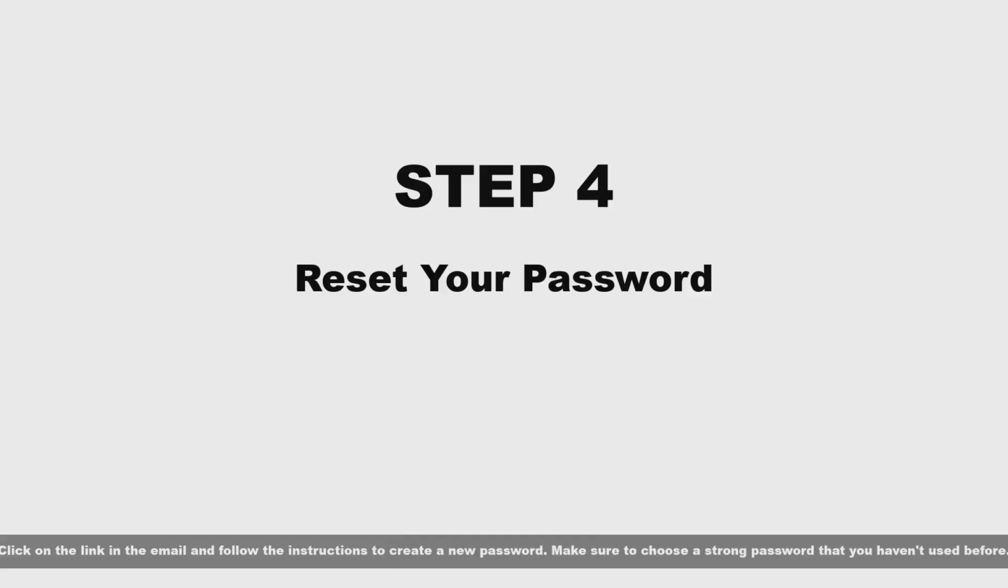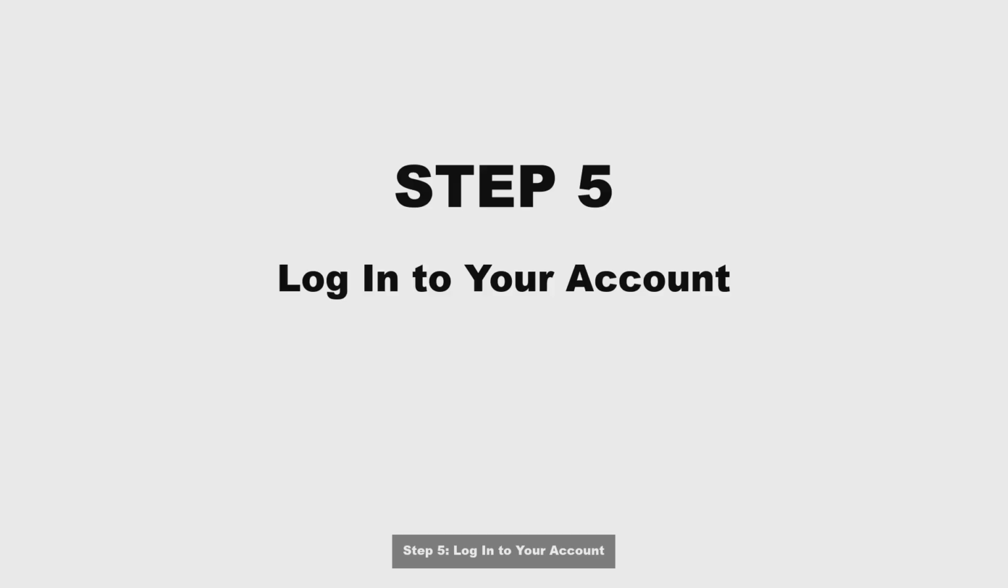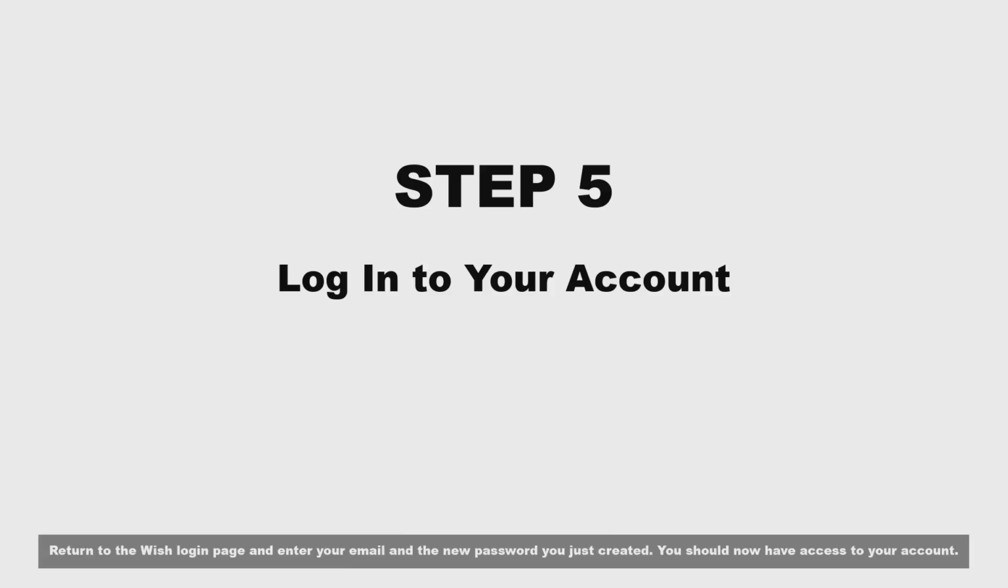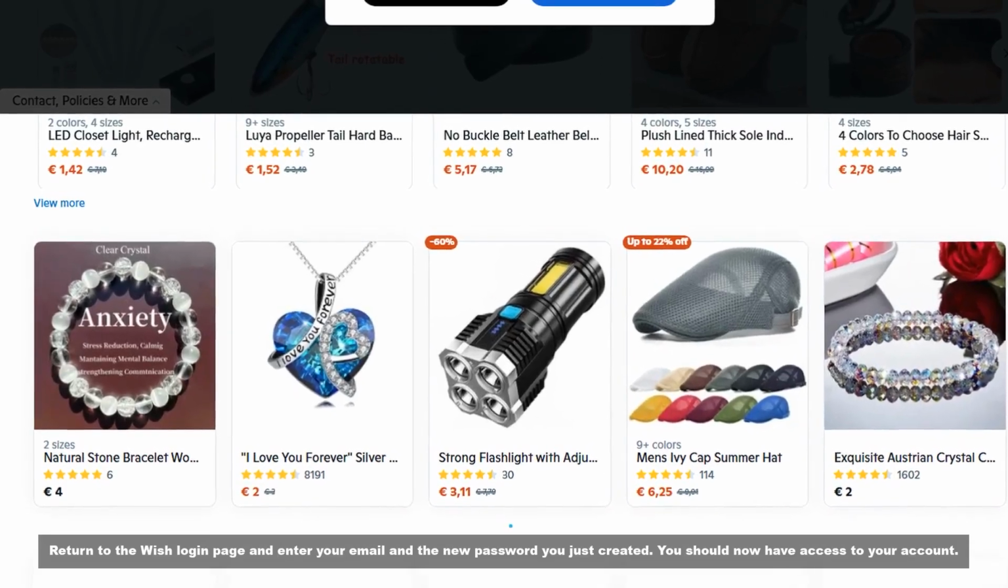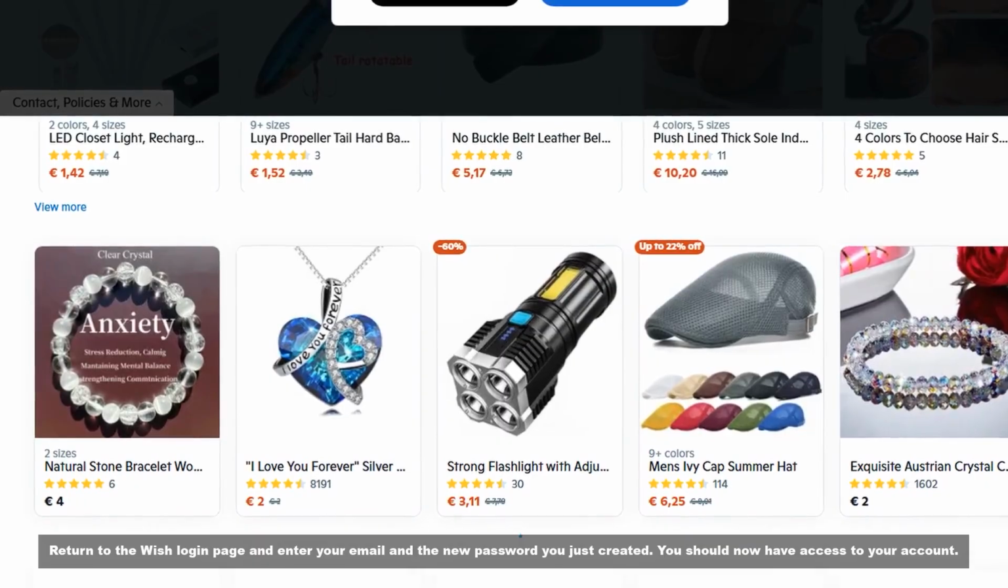Step 4. Reset your password. Click on the link in the email and follow the instructions to create a new password. Make sure to choose a strong password that you haven't used before. Step 5. Log into your account. Return to the Wish login page and enter your email and the new password you just created. You should now have access to your account.